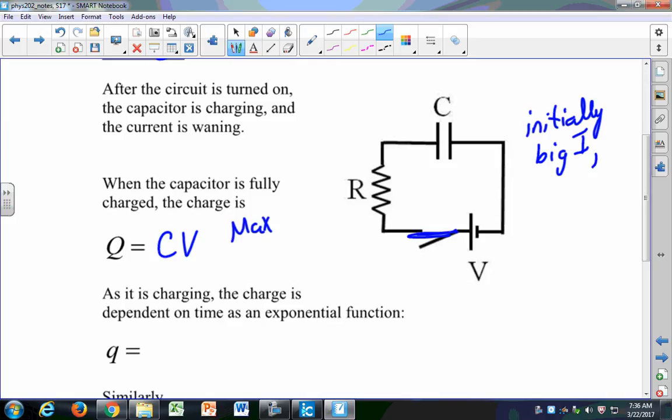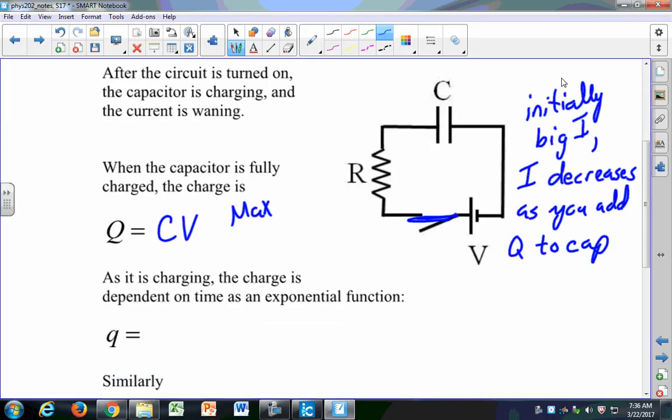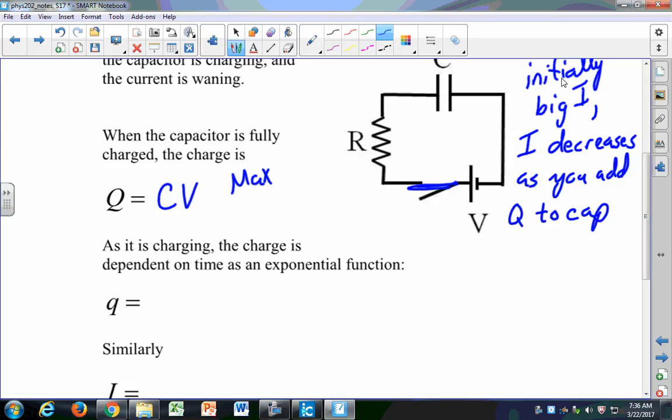Initially, we get a big current, and then it decreases with time. As you add charge to the capacitor, it wanes, it gets smaller. There's a function that describes how this occurs. It's an exponential function. Our Q is going to equal our maximum Q times 1 minus e to the minus t over RC.